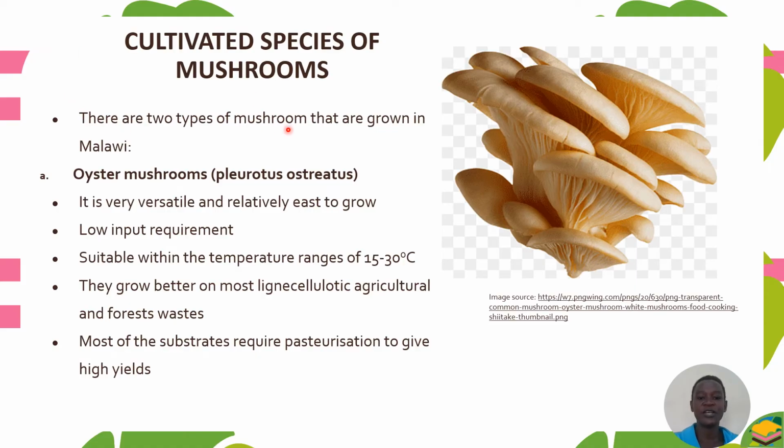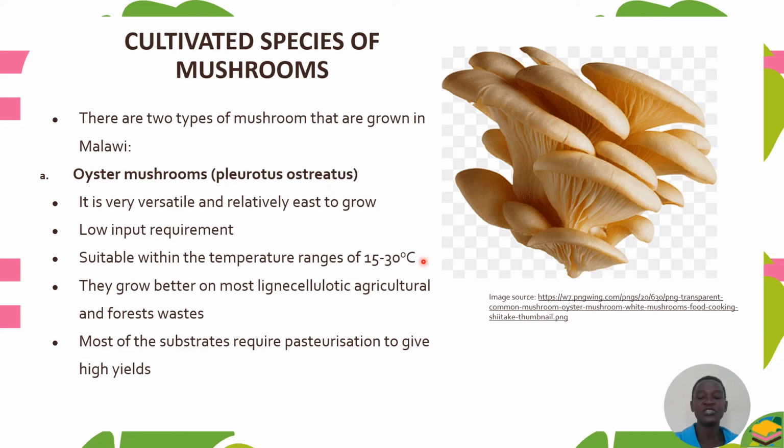So there are two types of mushroom that are commonly grown here in Malawi. We have oyster mushrooms. It is very versatile and relatively easy to grow. And when you are growing them, they will require low input. So there is low input requirement for oyster mushroom. And it is suitable within the temperature range of 15 to 30 degrees Celsius.